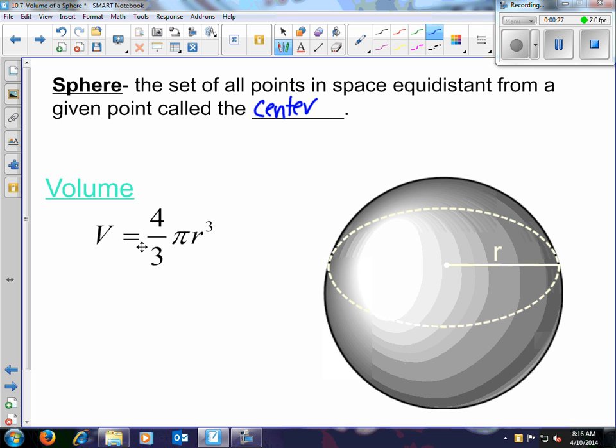Our formula for the volume of a sphere is 4/3 pi r cubed. I think the hardest thing for you is going to be remembering that it's cubed. The way you can remember that is we're talking about volume, so you're going to cube it.